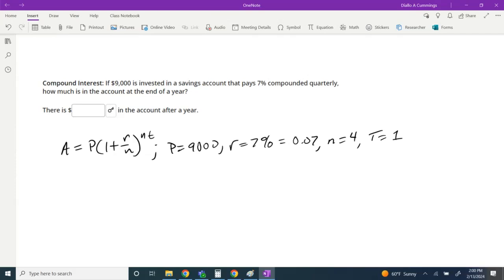So I'm just going to substitute all this stuff into the formula. So A is equal to 9,000 times (1 plus R over N). So R is 0.07 and N is 4, raised to the N times T power. So N is 4, T is 1. That gives us 4.